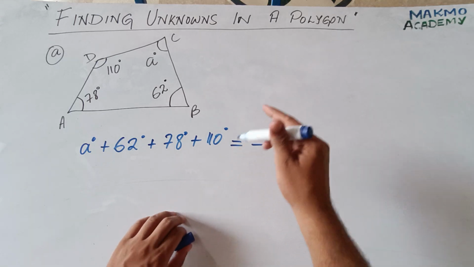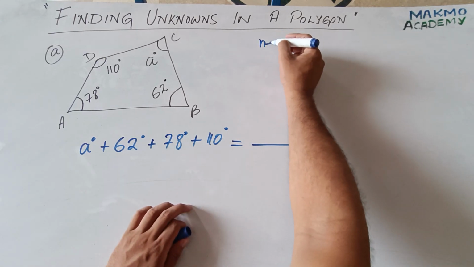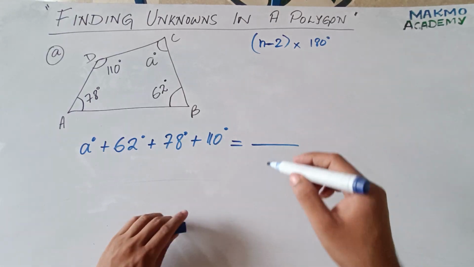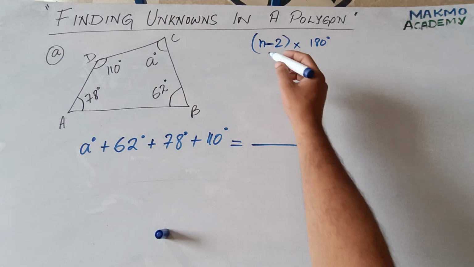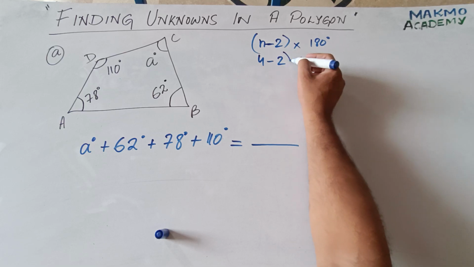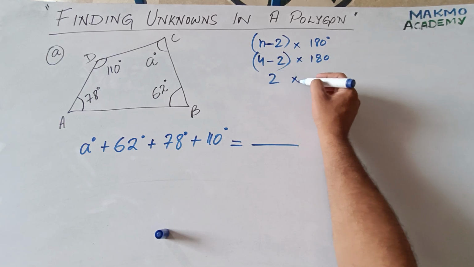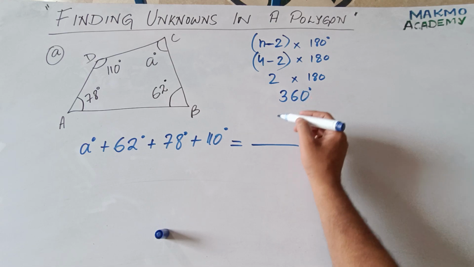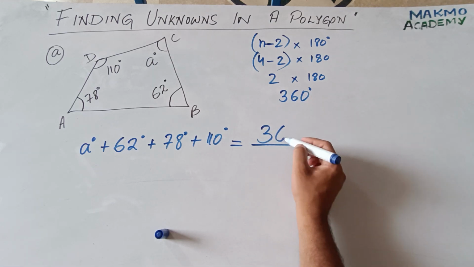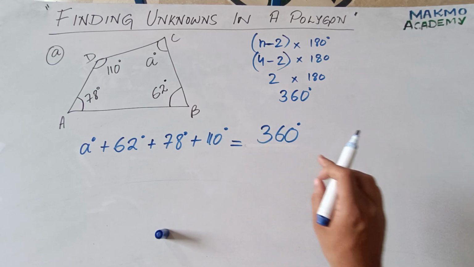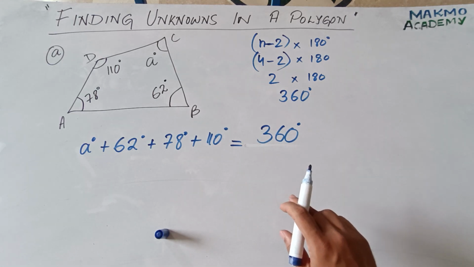We all know this, but how? Sum of interior angles, the formula is n minus 2 multiplied by 180. We have discussed this in the last video. n is the number of sides, so 4 minus 2 multiplied by 180. 4 minus 2 is 2. 2 multiplied by 180 is equal to 360. So what shall we write over here? The sum of all the angles inside a quadrilateral, any four-sided figure, is equal to 360 degrees.